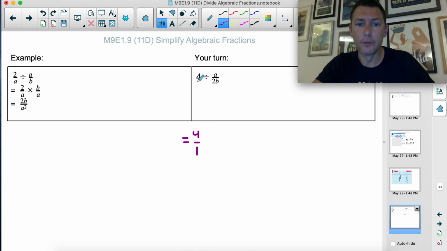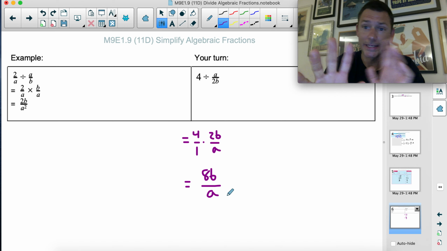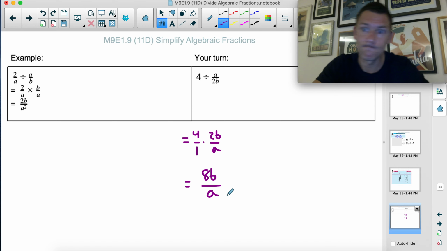Okay, the 4 I'm going to treat as 4 over 1, and instead of dividing, I'm going to multiply by the reciprocal, which is the second fraction flipped over. You multiply everything in the numerator, 8b, and you multiply everything in the denominator, and then you simplify. And this simplifies to 8b over a. There's nothing similar, there's no common terms in the numerator and denominator, so you got to leave it and walk away quietly.